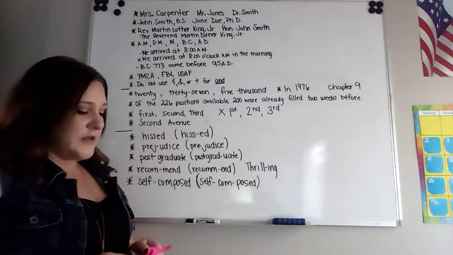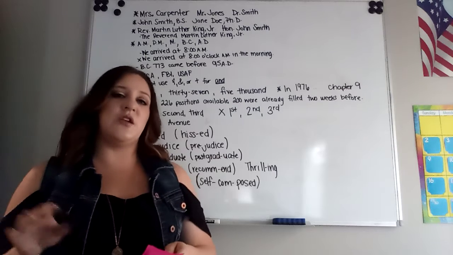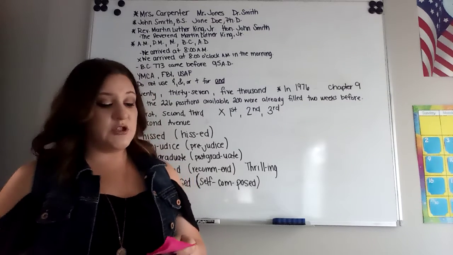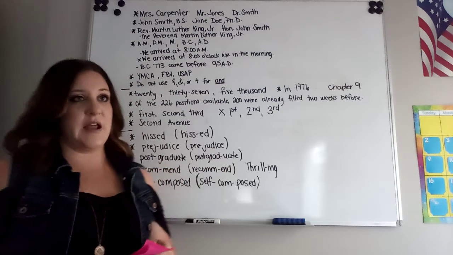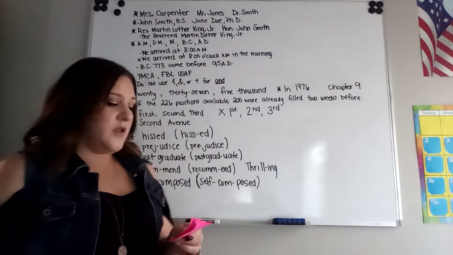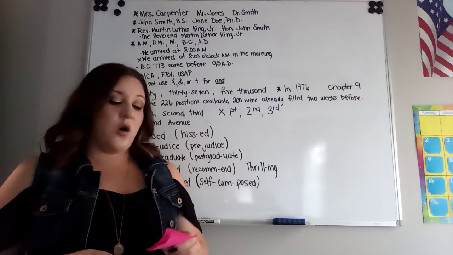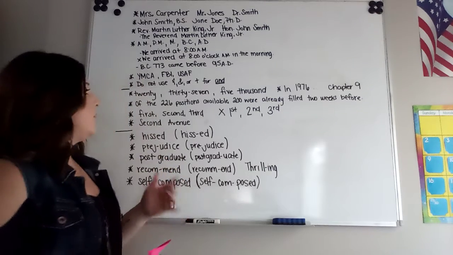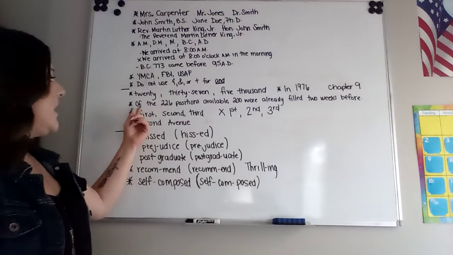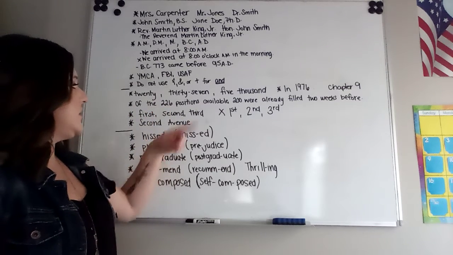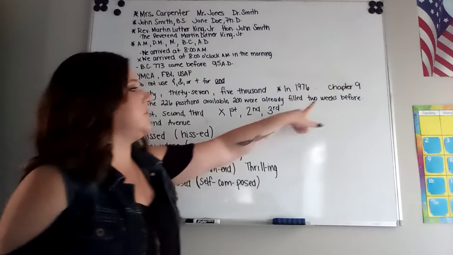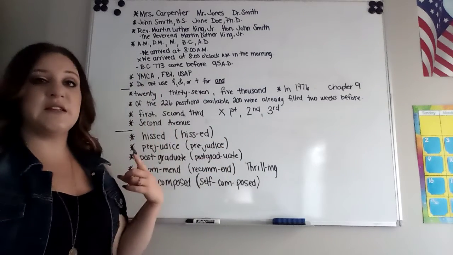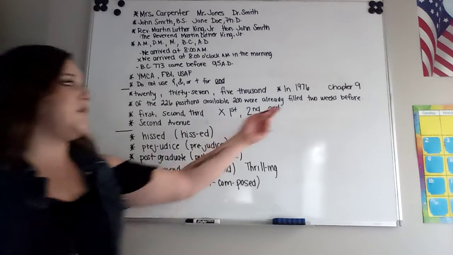Within a limited context, if you've used several numbers, some should not be figures and some written out. You want to use figures for all of them if they pertain to the same category. So, for instance, let's look at this sentence. Of the 226 positions available, 200 were already filled out 2 weeks before. So we've used 3 different numbers: 226, 200, and 2.